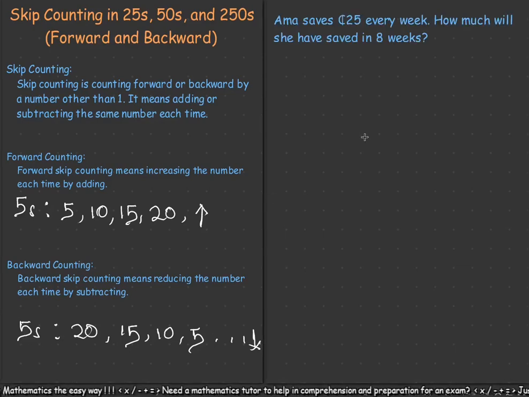Looking at this question, it says Amma saves 25 cedis every week. Now, how much will she save in 8 weeks? You could use multiplication to just multiply 8 by 25 and you get the answer. But if we want to apply skip counting, this is how we are supposed to do it.